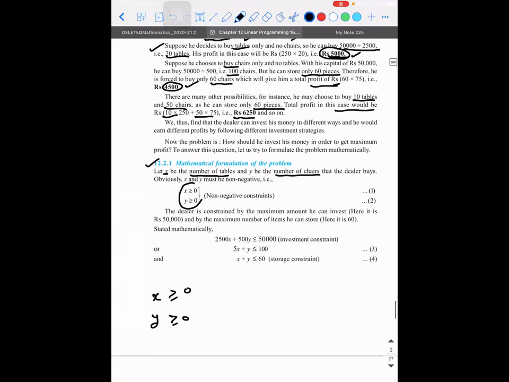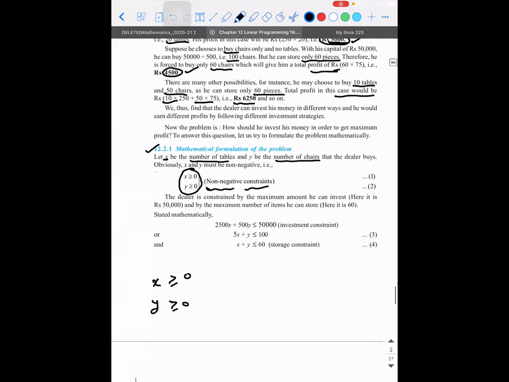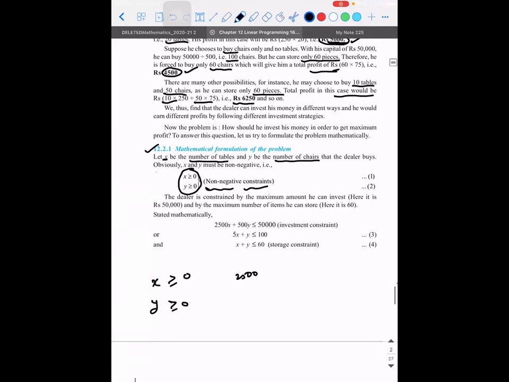So x greater than or equal to 0, y greater than or equal to 0 is called a non-negative constraint. Okay. So how much is he buying? One table for 2,500 rupees into, let's say he's buying x number of tables, plus what? He is buying each chair for 500 rupees into y. This total should be restricted to how much value? Should be less than or equal to the budget he has in his hand, 50,000.